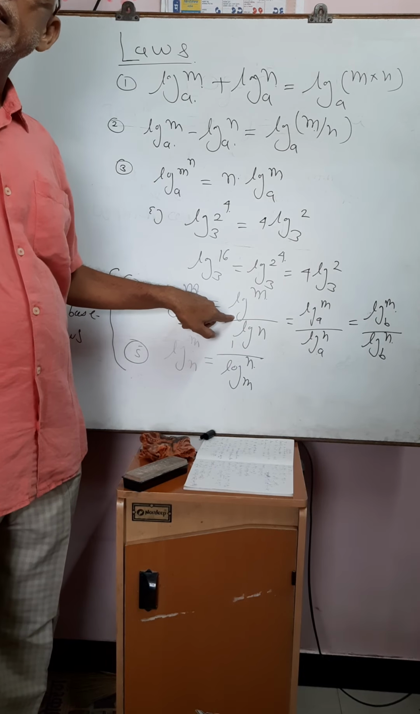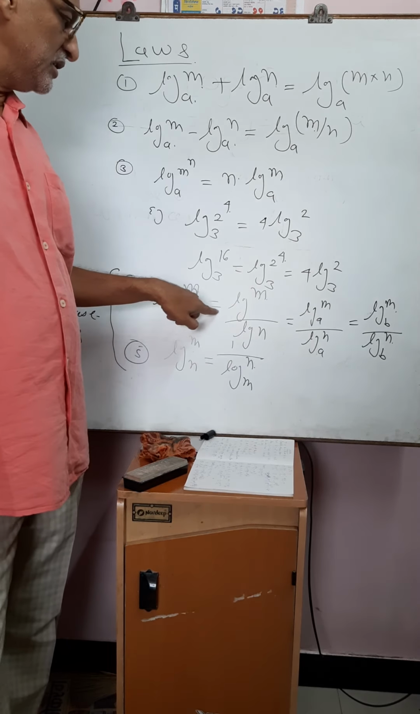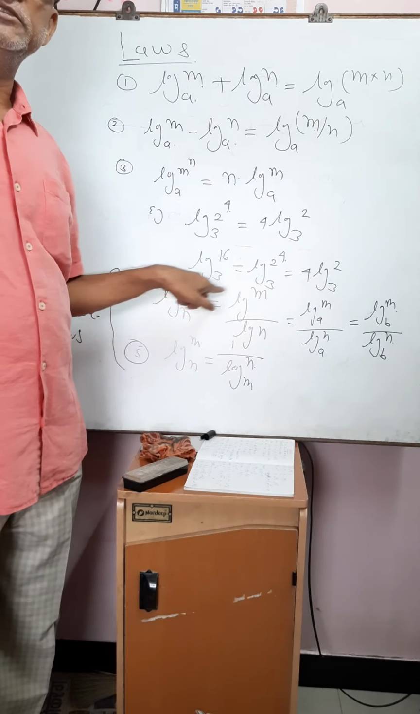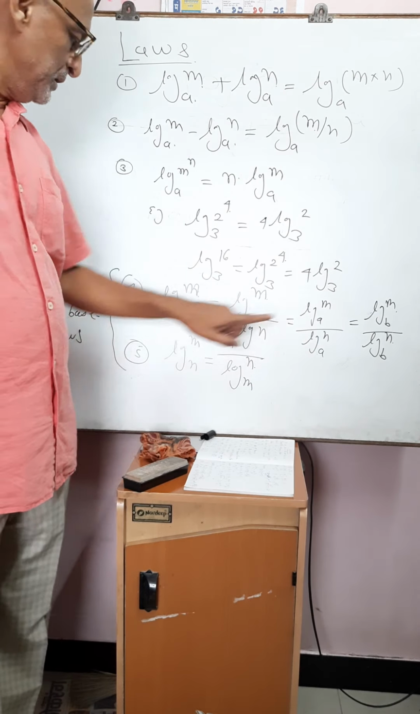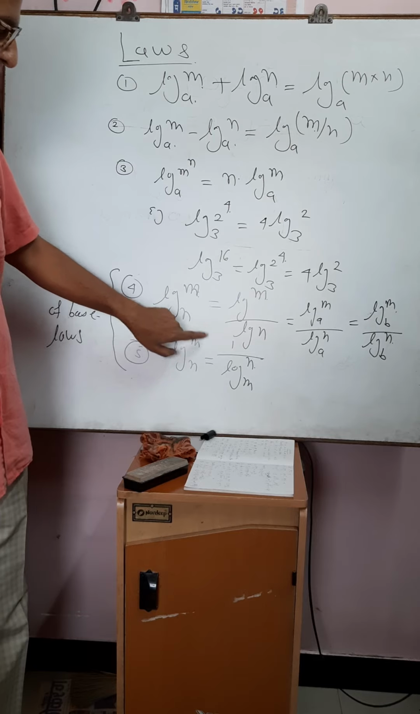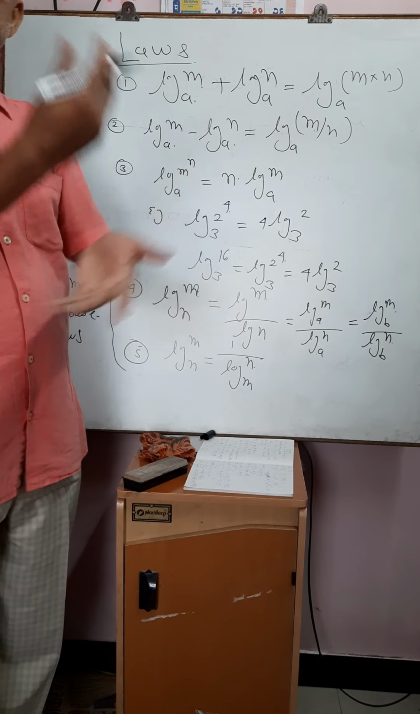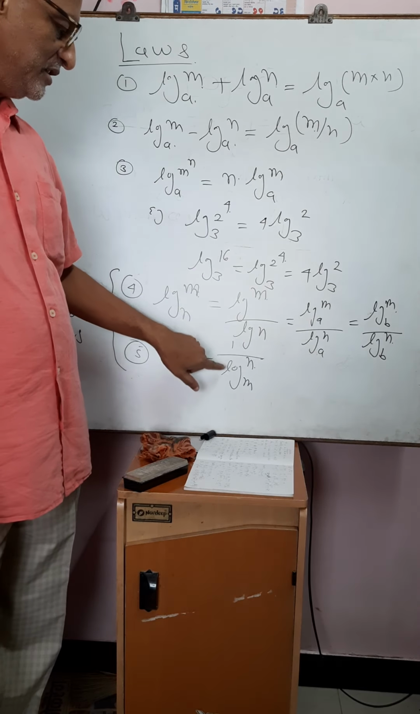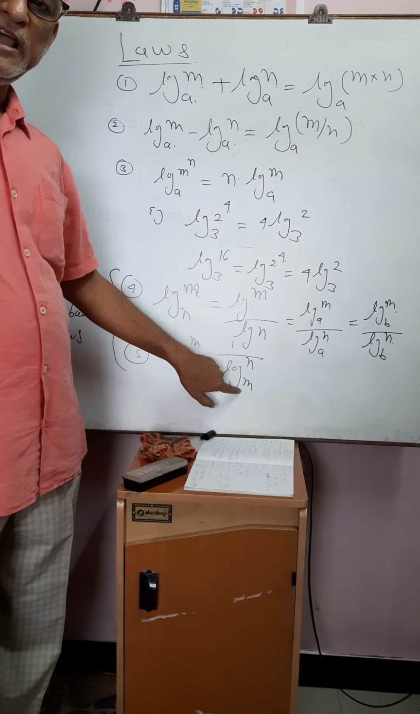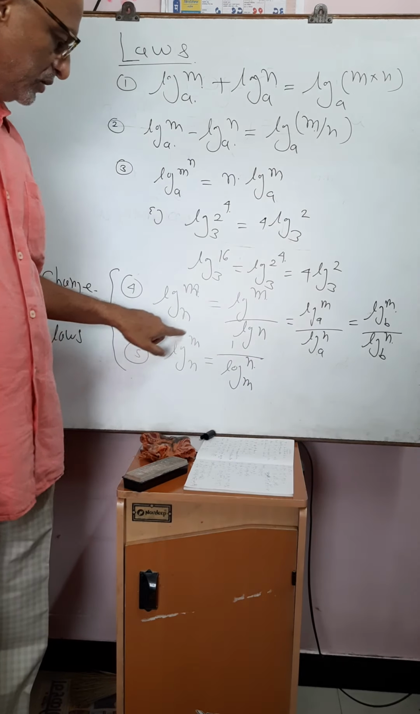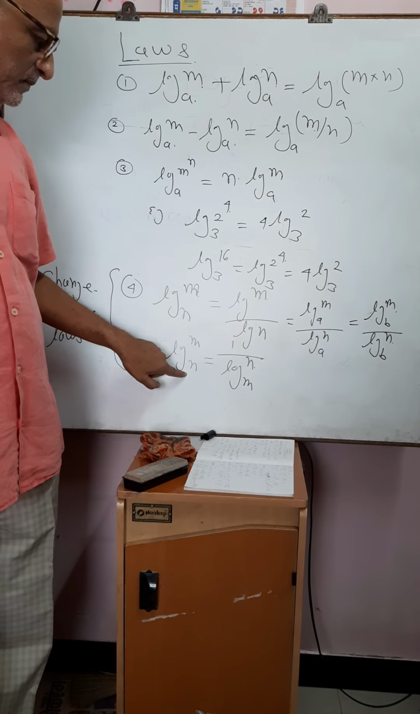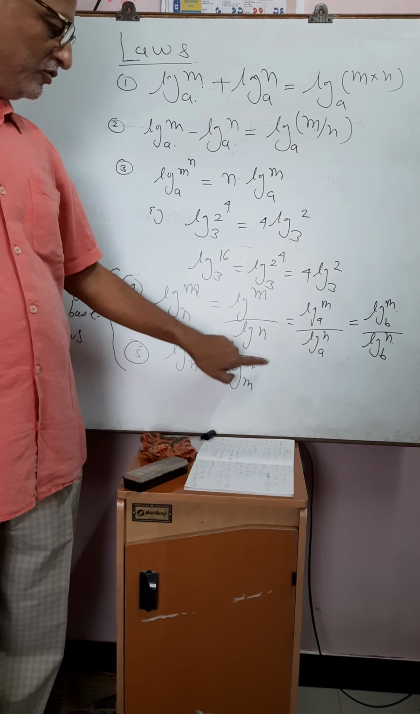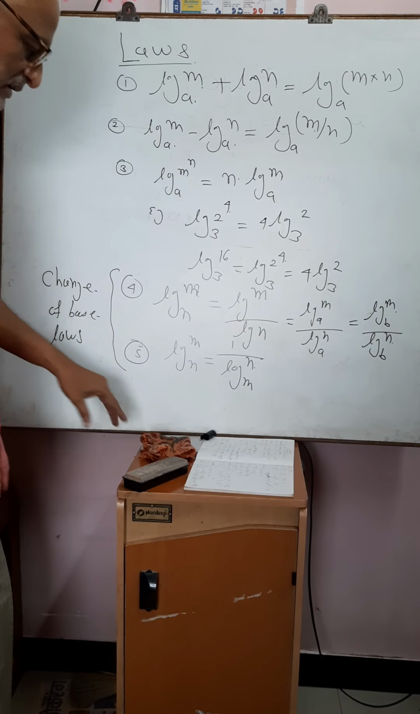Bases कौन से change किए हैं हम लोगों ने? In the fourth case, as per our requirement, जैसे हमारी जरूरत है वैसे हम लोगों ने base change किया है. In the fifth case, log of m to the base n, suppose you have to reverse it, then it can be written as 1 divided by log n to the base m. Log m to the base n is equal to 1 divided by log n to the base m. So these are the 5 laws.